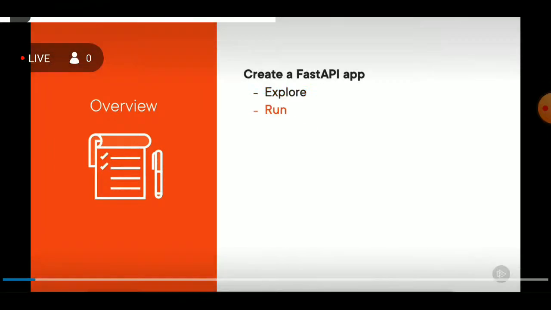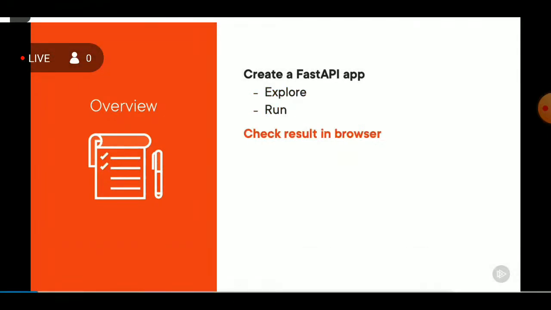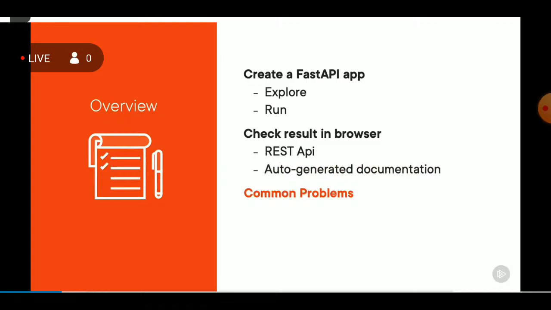We'll run the project, look at it in a browser, and see what FastAPI generates for us. Both the REST operations it serves, as well as the auto-generated documentation. I'll show some common mistakes and how to fix them. Finally, I'll talk a bit more about how exactly FastAPI runs our code, including so-called asynchronous execution.